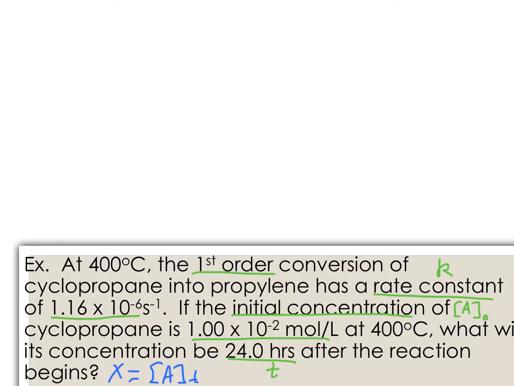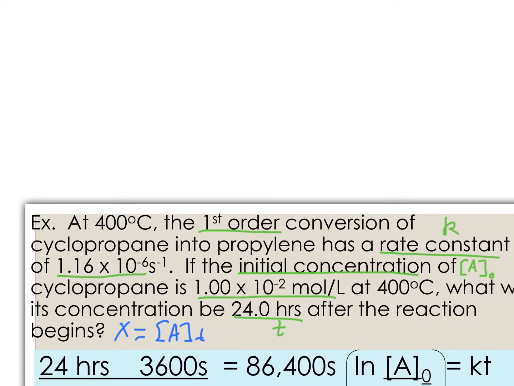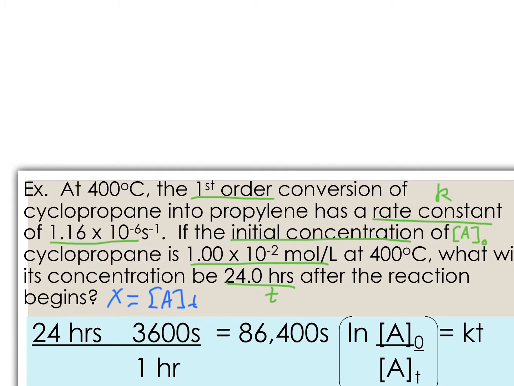Now, I want you to be careful with units real quick. If you notice, this is in hours, but my k is in seconds. So we need to convert our hours to seconds. So 24 hours converts to 86,400 seconds.